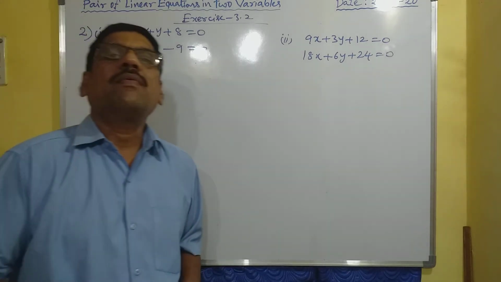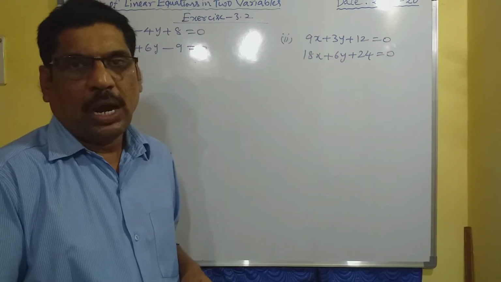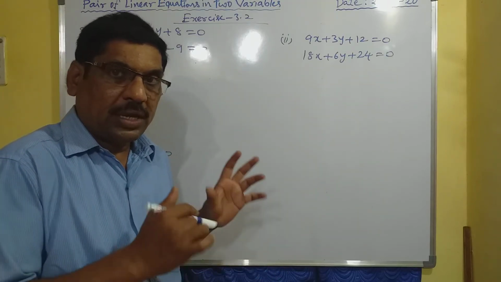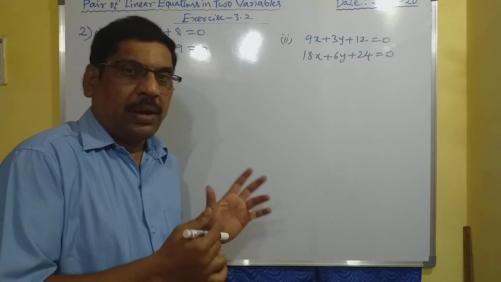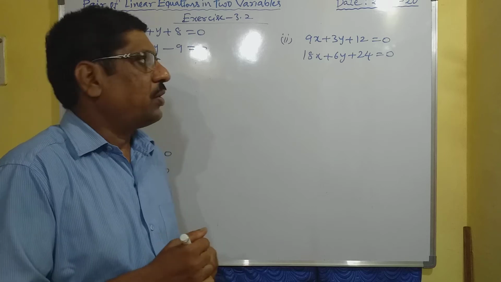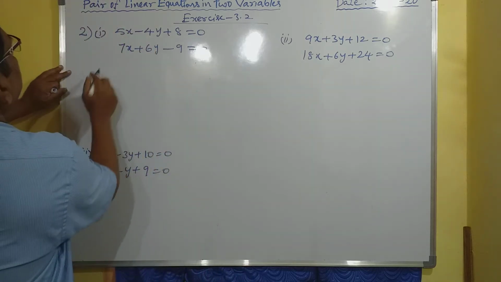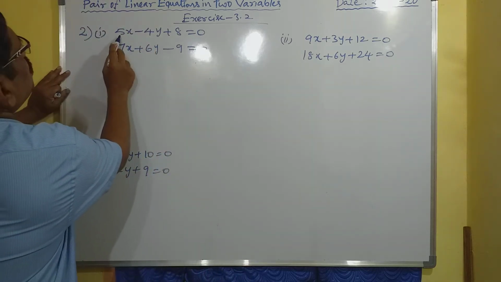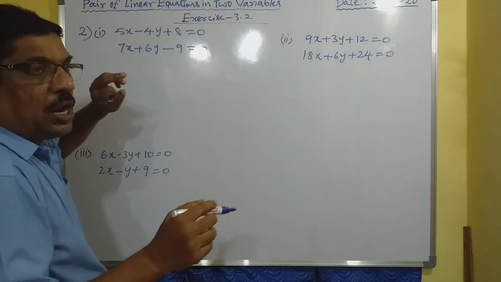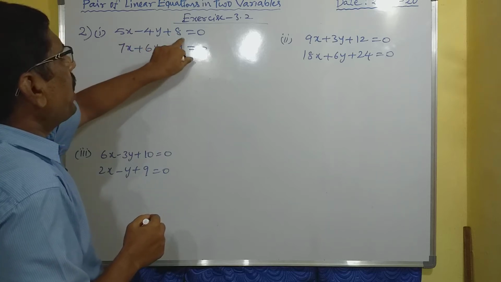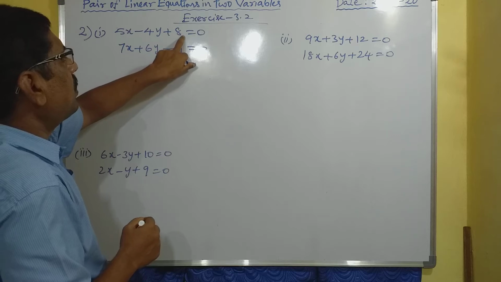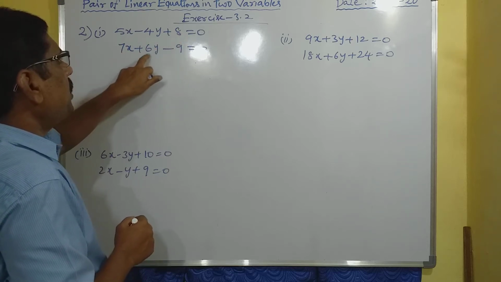By comparing A1 by A2, B1 by B2 and C1 by C2, we can check whether the given pair of equations are intersecting lines, parallel lines or coincident lines. So let us check. Now look at the first problem. Here the first one, let us take these two equations. When we compare with the general form, 5, minus 4, 8 can be taken as A1, B1, C1. And this one, A2, B2, C2.